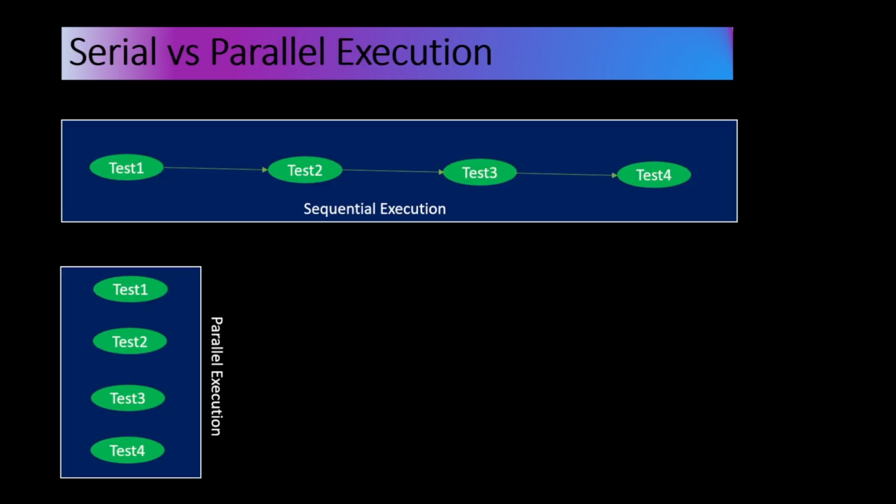Talking about understanding of serial versus parallel execution, why this particular diagram? So if we run our test cases in sequential mode, test cases will take more time to execute, and as a result, the execution time will increase. What if we try to run them parallelly? We will be able to reduce the execution time drastically.